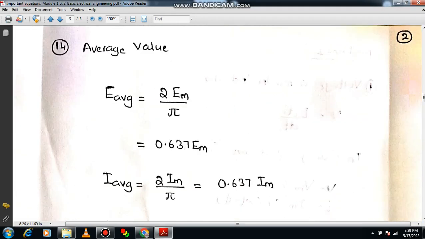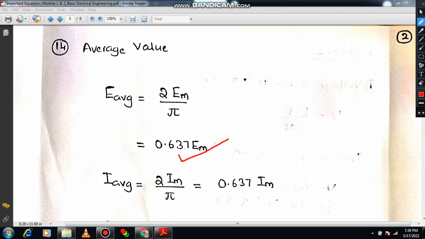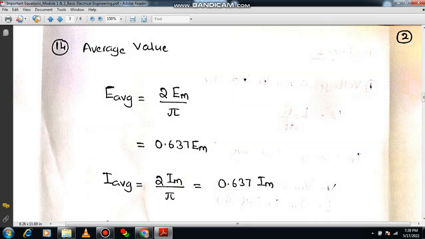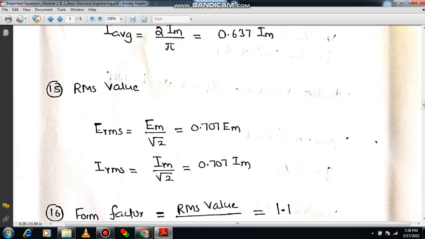Then the average value you can calculate by using the formula for a complete cycle. For an AC sinusoidal waveform, E average can be written as 2 Em by pi, or 2 Vm by pi, anything is okay. That can be written as 0.637 Em. If I talk in terms of current, I average is equal to 2 Im by pi, or you can write 0.637 Im. Please do remember this. Likewise, the RMS value: you can write E RMS equal to Em by root 2, or you can write 0.707 Em.